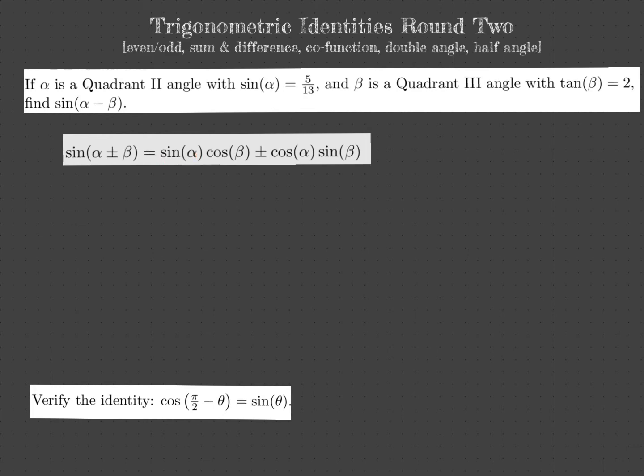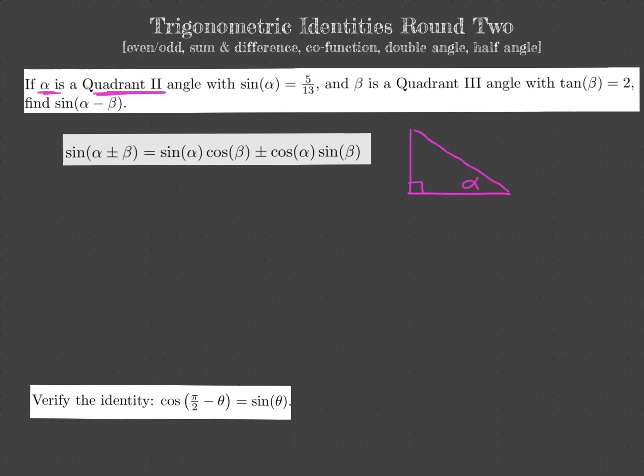Well, we know the sine of alpha, it's 5/13. We don't know the cosine of beta, but we know the tangent of beta. We don't know the cosine of alpha, and we don't know the sine of beta. So we are only 1 for 4. That's not too good. However, with this information, we can actually find all these missing pieces by using a right triangle. Or rather, two right triangles, one for alpha and one for beta.